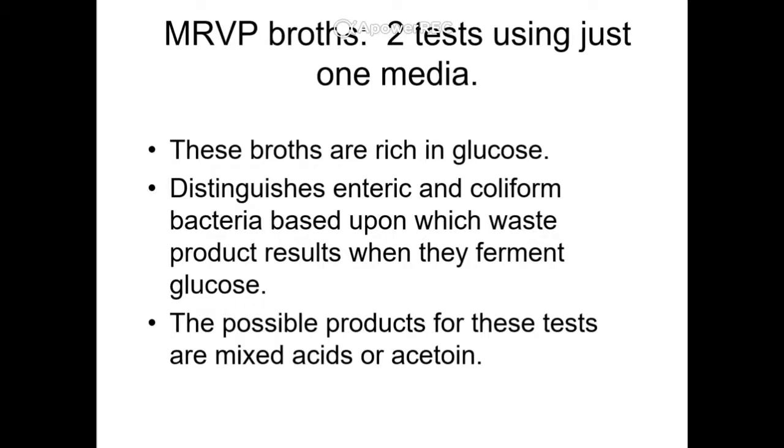The first of these tests is the MRVP broths. This utilizes two tests using just one media. These broths are very rich in glucose, and they are used to distinguish enteric and coliform bacteria based upon the waste products of their catabolism of glucose. The possible products for these tests are mixed acids or acetoin.